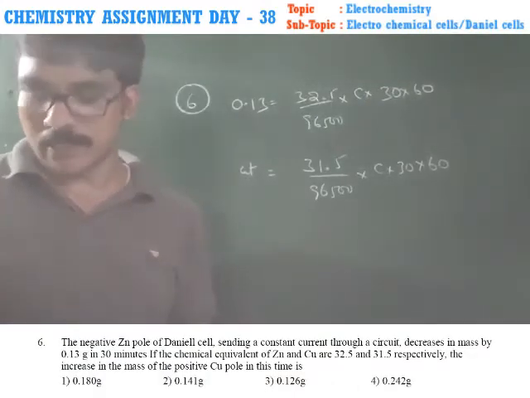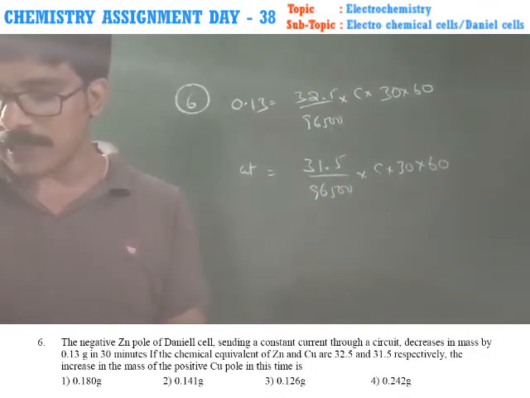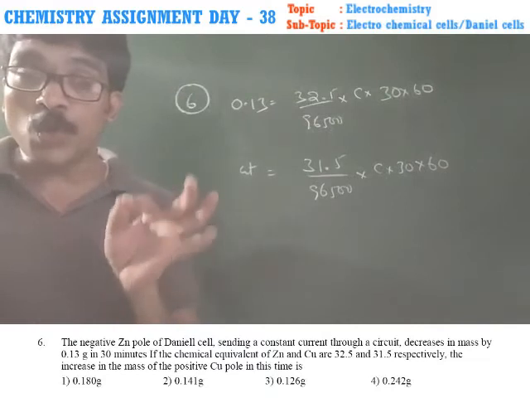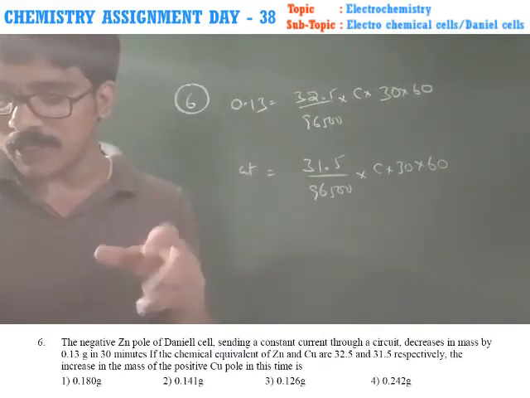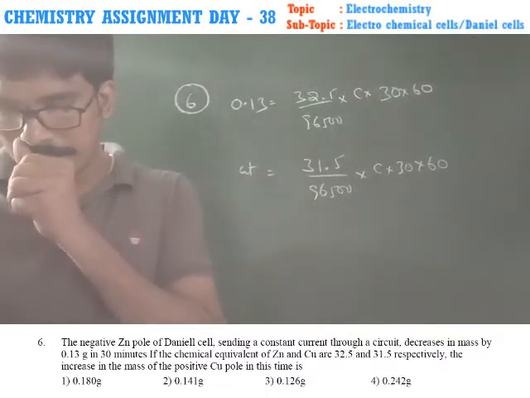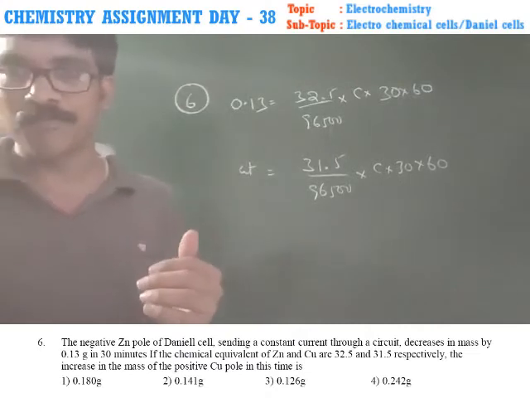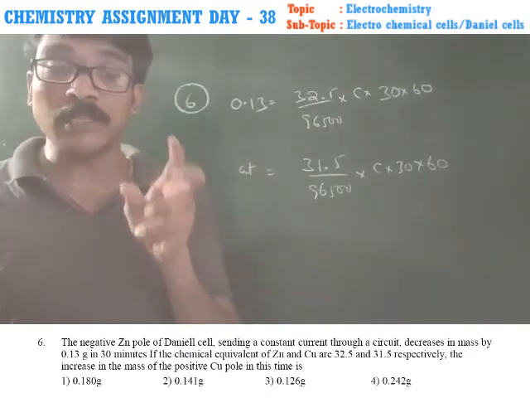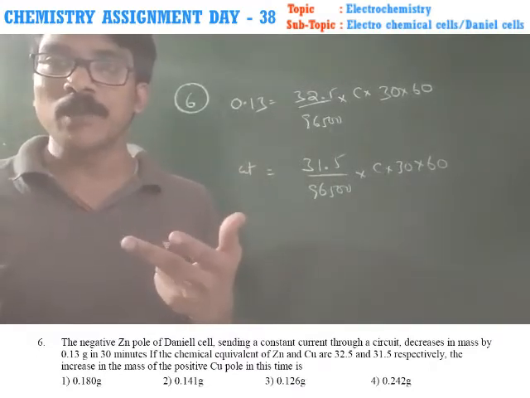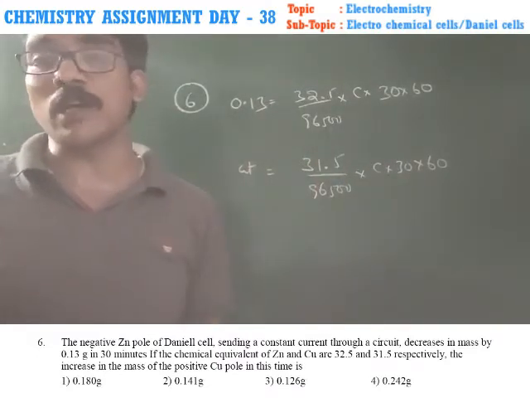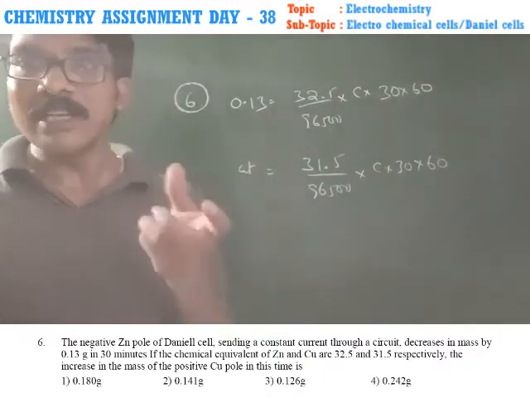Question number 6. By passing a current through a Daniel cell, the zinc electrode decreases by 0.13 grams of mass in 30 minutes. In the same time, if the same current is passed through the copper electrode in the Daniel cell, mass increases.